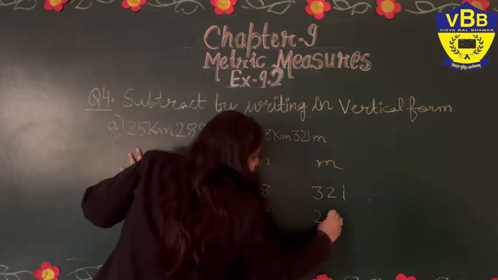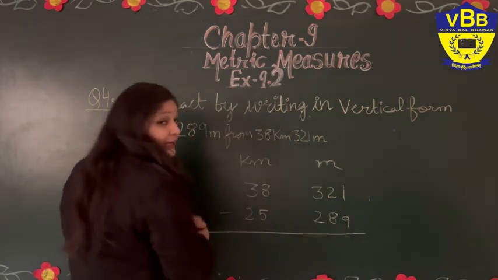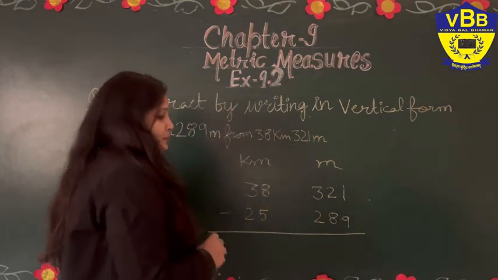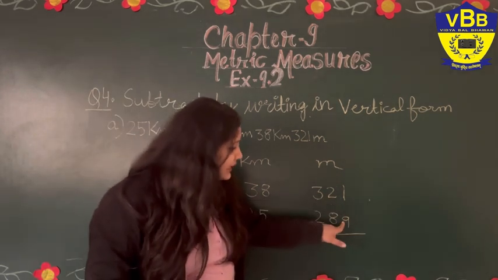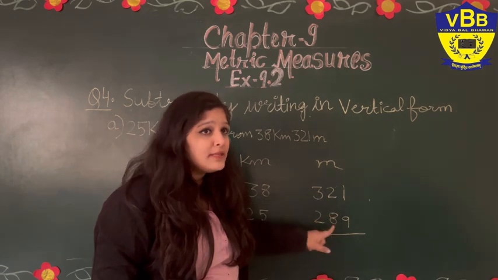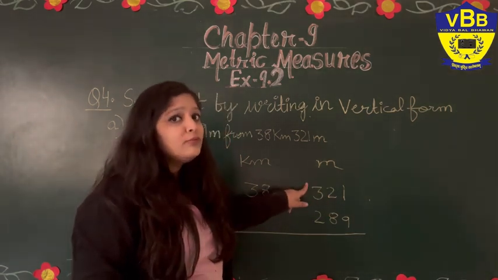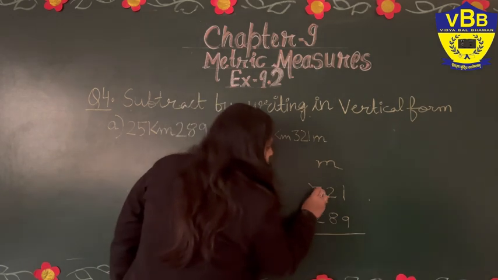Then we will write this term, 25 kilometer, 289 meter. Then we will put the sign of subtraction, and then we will subtract. As you can see, 1 is smaller than 9, so it cannot be subtracted. Again 2 is smaller than 8, it cannot be subtracted. 3 is bigger than 2, so we can borrow from 3, right? We can borrow from 3.